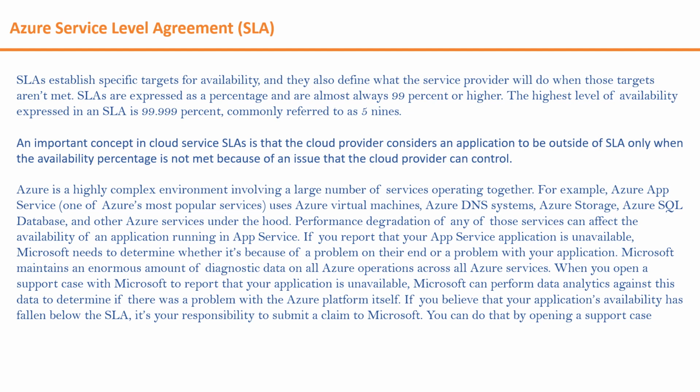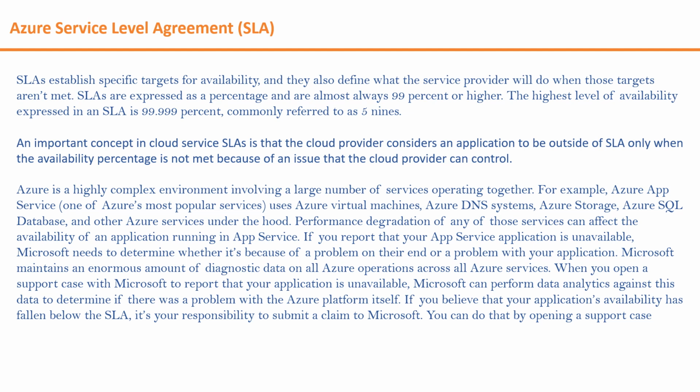When an application suffers from lack of availability, it is important to determine whether the problem is a platform issue or an issue with your code or configurations. Answering that question can be more difficult than you might think. Azure is a highly complex environment involving a large number of services operating together. For example, Azure App Service, one of Azure's most popular services, uses Azure Virtual Machines, Azure DNS systems, Azure Storage, Azure SQL databases, and other Azure services under the hood. Performance degradation of any of these services can affect the availability of an application running in the app service.